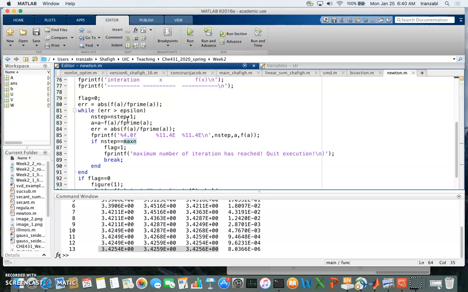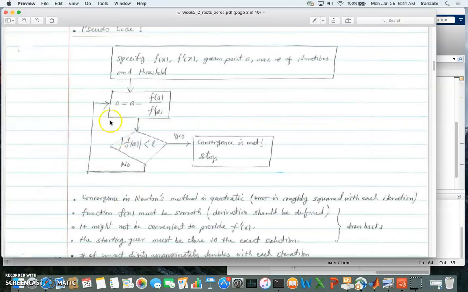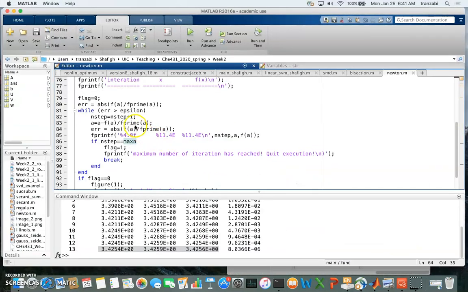if it's not less than the threshold, then we're going to have a counter. This counter actually counts how many times we cycle through this. We call it n step, or number of steps. Every time we cycle through this, we add 1 to the number of steps. Then we're going to calculate a minus f of a divided by f prime of a, exactly what I have here in the notes. A minus f of a over f prime of a. Okay? And so this is it.